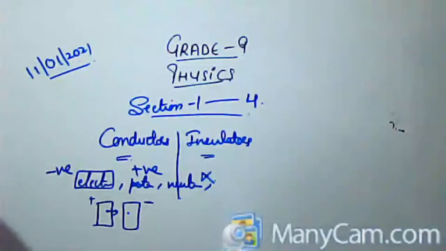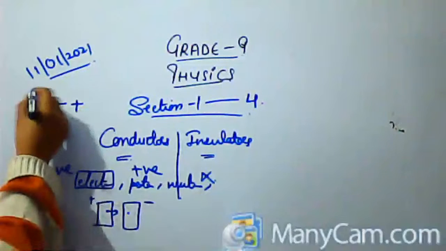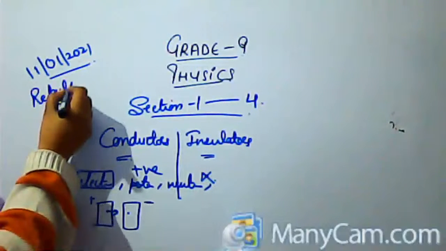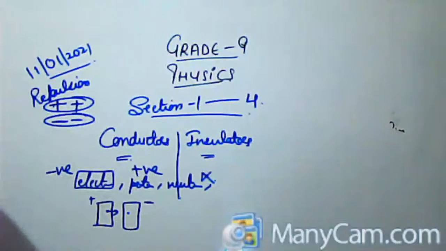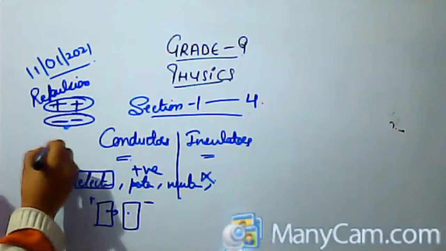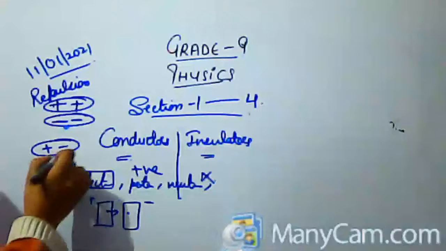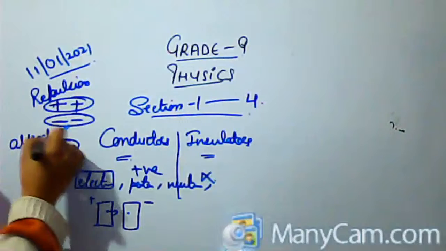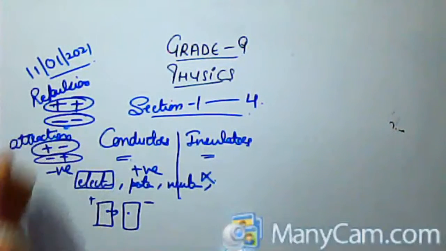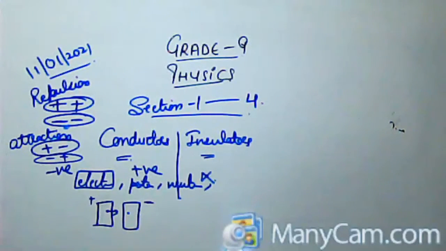So if you have positive and positive, they are going to show you repulsion. If you have negative and negative, they are also going to show you repulsion, because like charges हैं तो repel करेंगे. On the other hand, if you have plus minus, or minus plus, they are going to show you attraction. The reason they show attraction is because they are unlike charges. So like charges repel each other, unlike charges attract each other. Fine.